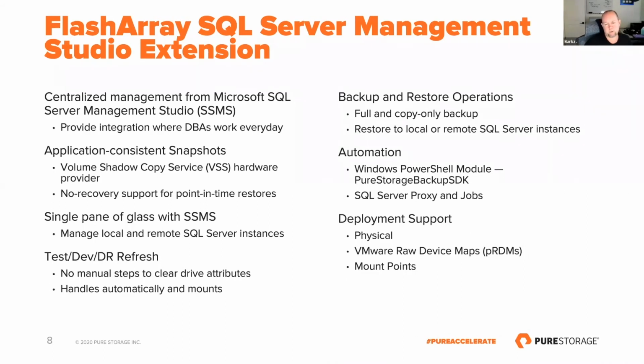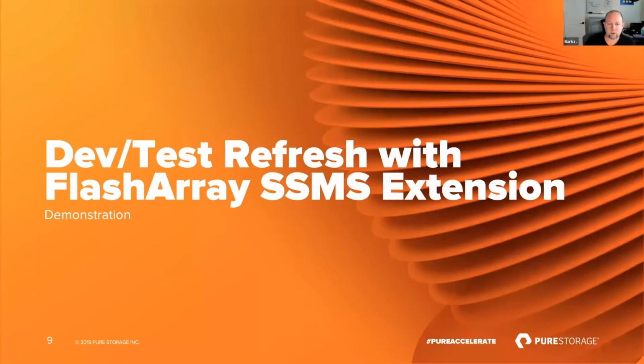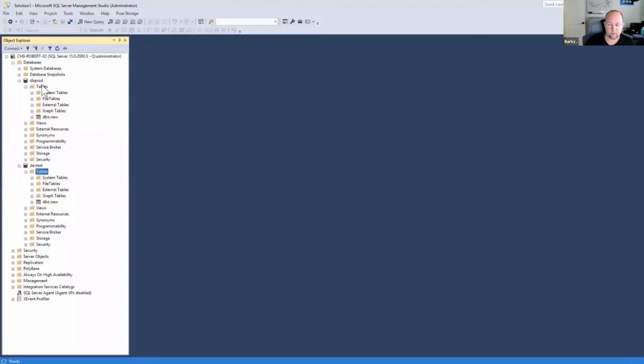And in terms of the support for deployment, you can use this against physical servers, you can use this against physical RDMs, and then you can also use this against mount points. And in the cloud, you're going to use iSCSI in the guest, which of course you could do with Hyper-V or VMware as well. Yeah, precisely. So now let's take a look at a demonstration of the extension.